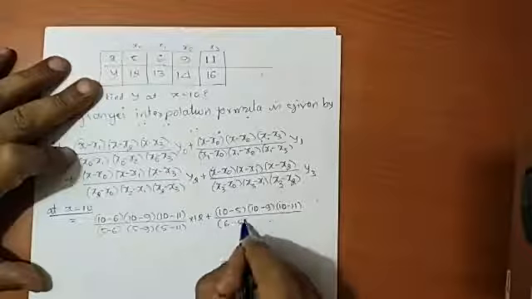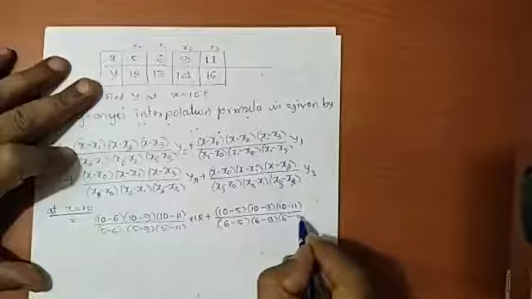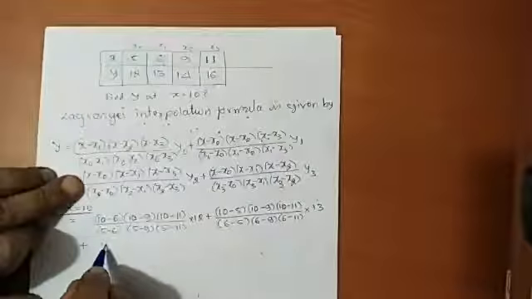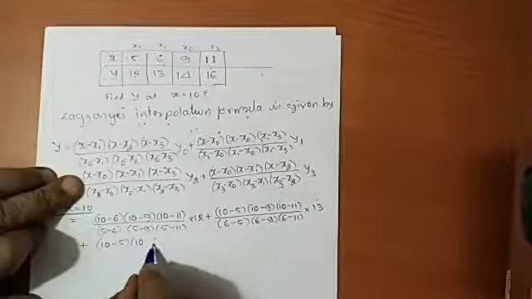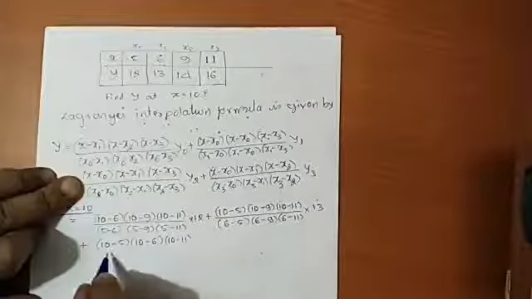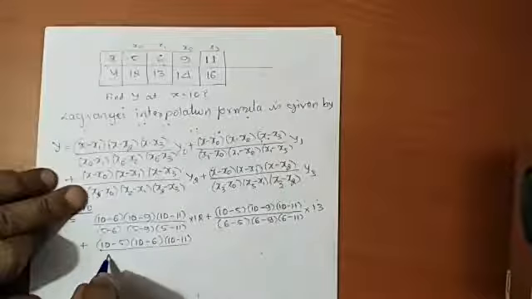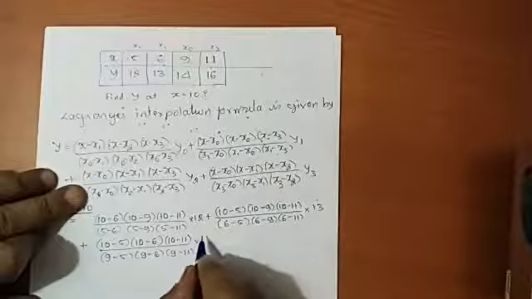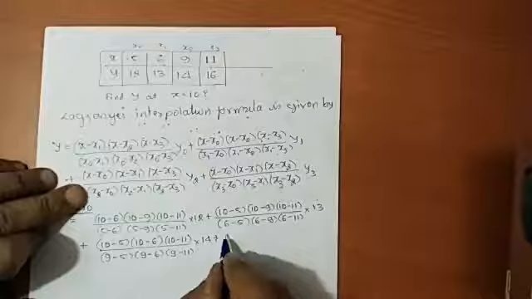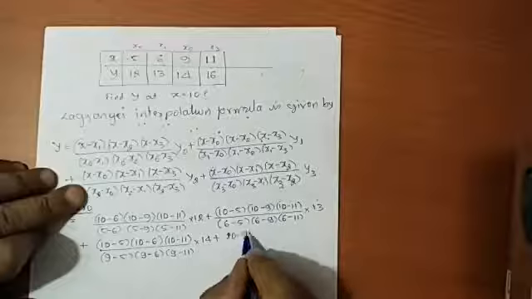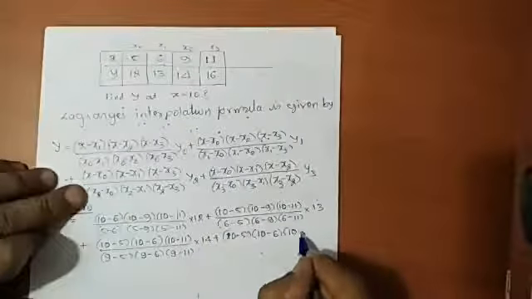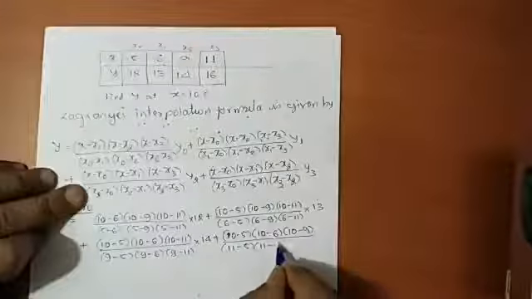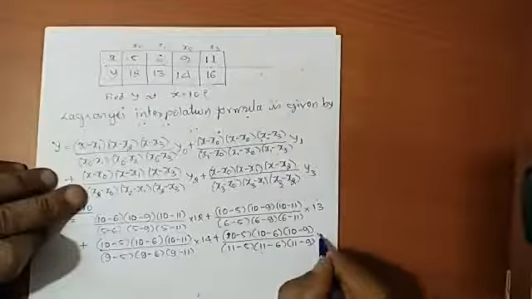x1 minus 6 minus 5 into 6 minus 9 into 6 minus 11 times y1, that is 13, plus the third term now, x minus x naught, 10 minus 5 into 10 minus 6 into 10 minus 11 times y2, divided by, I have to subtract by 9 now, 9 minus 5 into 9 minus 6 into 9 minus 11 into y2, 14, plus x3 minus x naught, that is 10 minus 5 into 10 minus 6 into 10 minus 9 divided by x3 minus x naught, 11 minus 5 into 11 minus 6 into 11 minus 9 into 16.